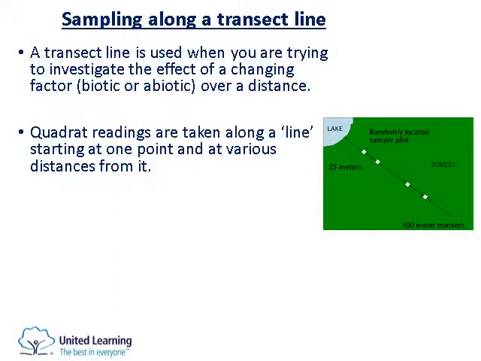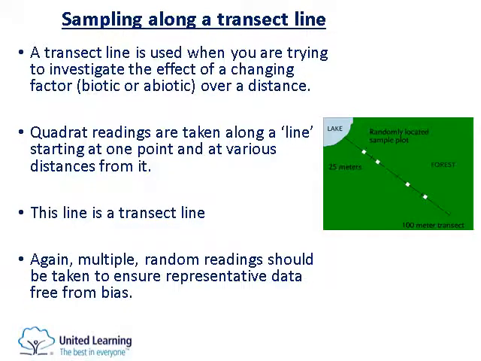So you take quadrat readings along the line at various points, at various distances from the factor you're talking about, again, for example, the lake. The white squares on my diagram are the quadrats, and they're randomly located based on the sample. So you might use a random number generator to place them. The line that I've got, which is the black line, is called the transect line. And you take random multiple readings, and that ensures you've got data which is free from bias. So you're still not picking and choosing where you place it to support your hypotheses.